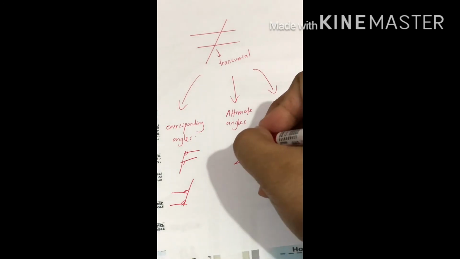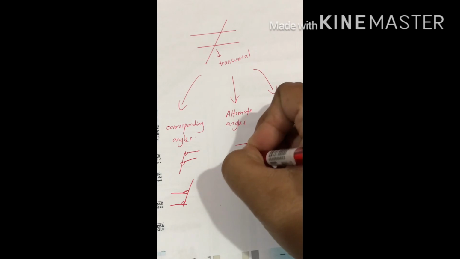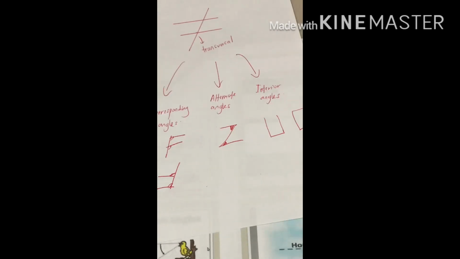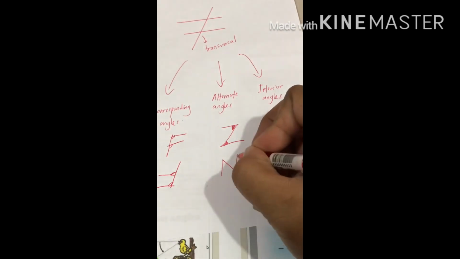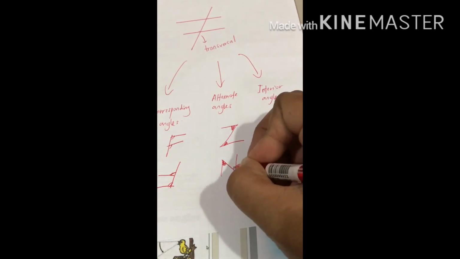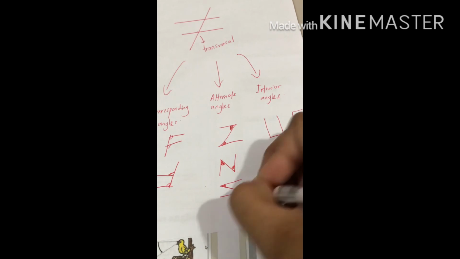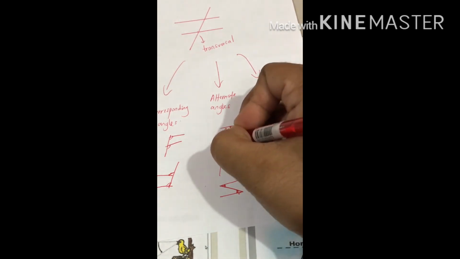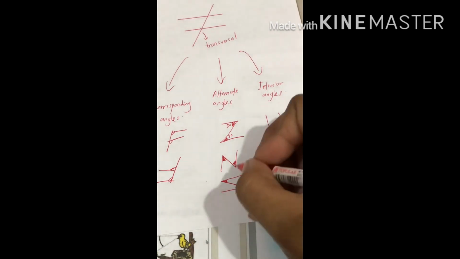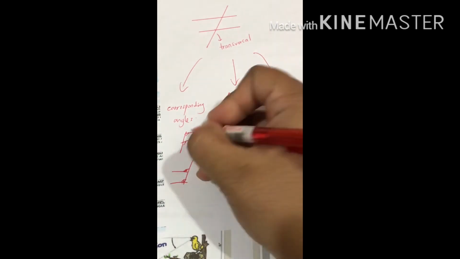This angle equals this angle. The Z also can be like this. It looks like N, right? Or something like this. So if here is 30, automatically here is 30. Remember Z. So this one F, corresponding; alternate angles, Z.